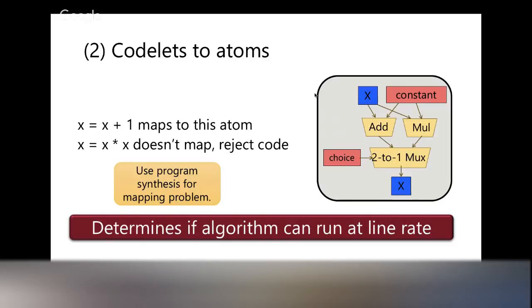So it can be rejected for one of two reasons. Either you ran out of pipeline depth or width, or this part of the compiler wasn't able to map your codelet to any of the computations available within the atom.